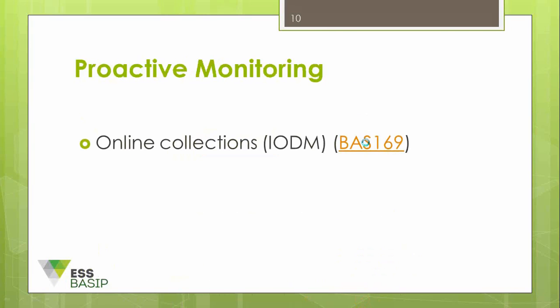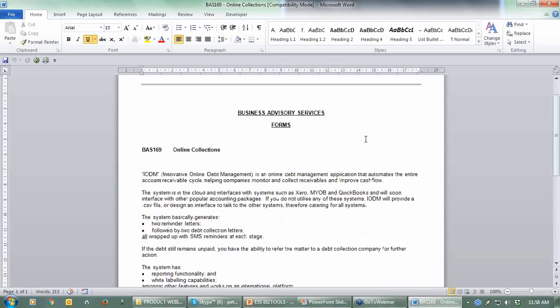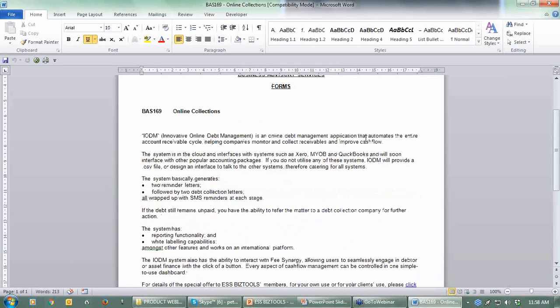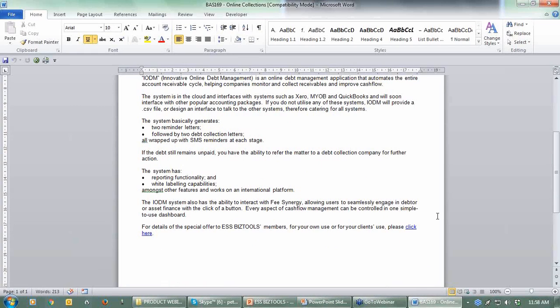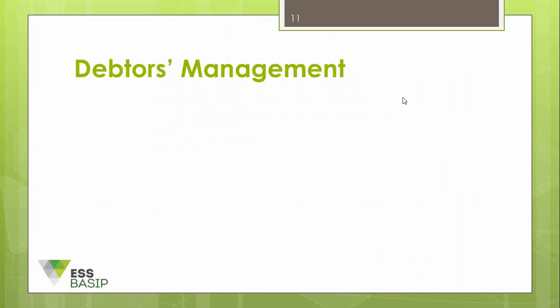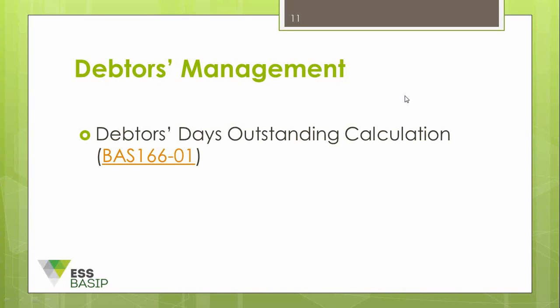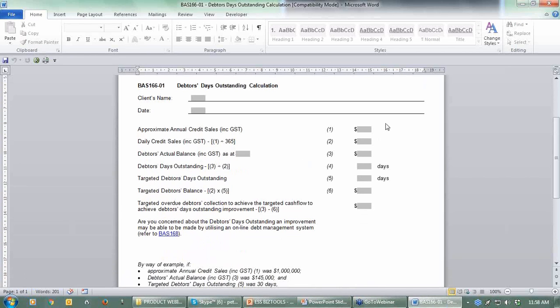We've got details of the IODM, Innovative Online Debt Management, and how their system works, utilizing SMS messages, and you can click on and read additional information, or your client can access additional information so that they might utilize their system. There's some debt recovery letters. There's a debtors days outstanding calculator, so your client is able to calculate that figure, and there's a form there to be completed.